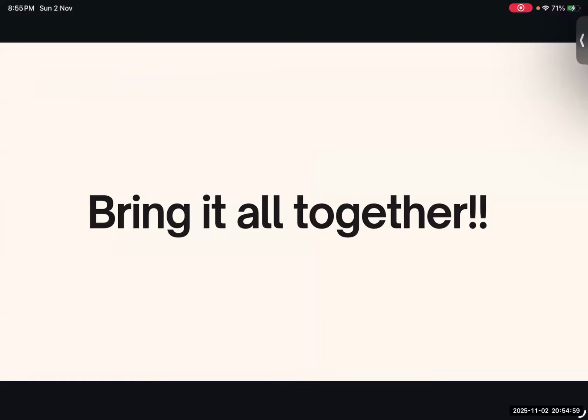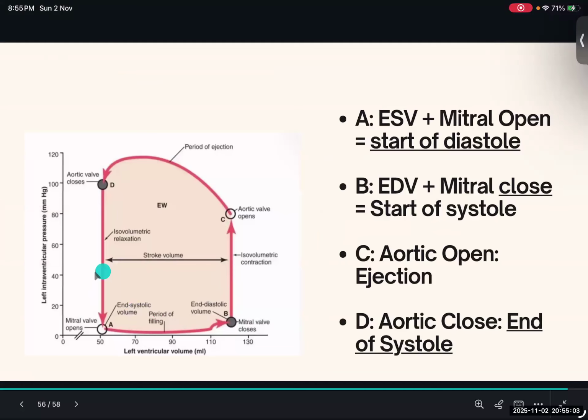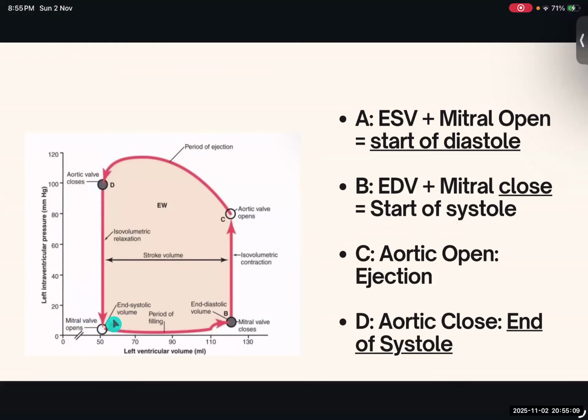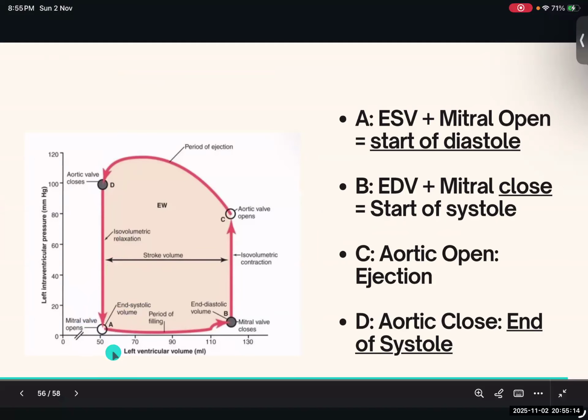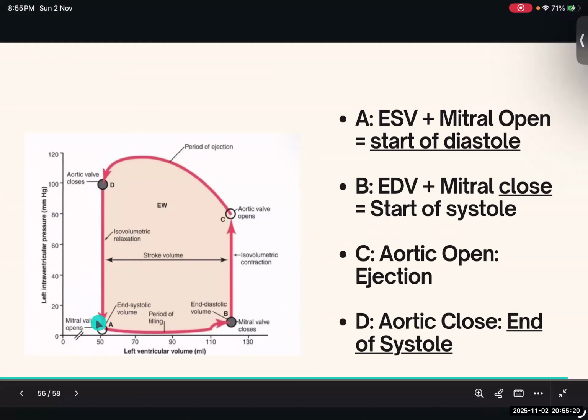Let's bring it all together. Let's tie everything together, okay? At point A, right here, we have the end systolic volume. Why is that? Because the aortic valve has closed, okay? The mitral valve is going to open because there is no longer the pressure from the left ventricle keeping it closed. Wonderful. Now let's move here with diastole. The volume is going to increase.